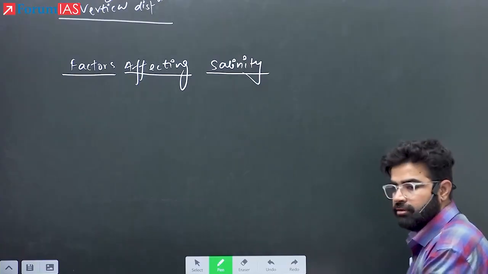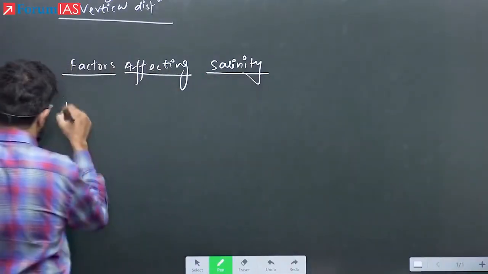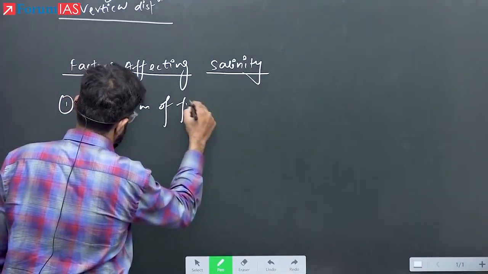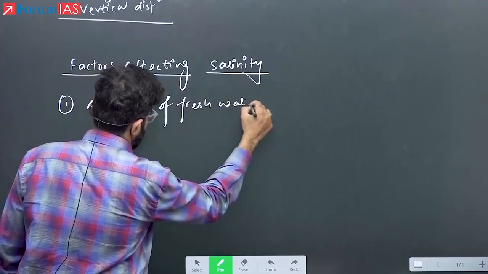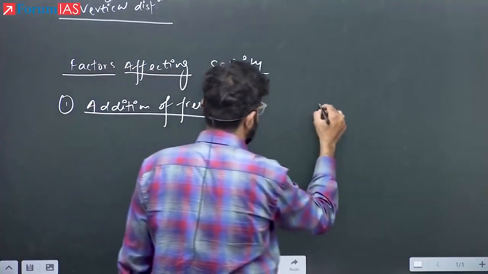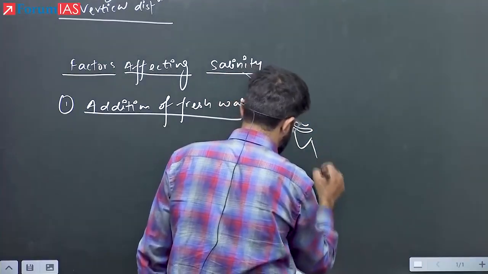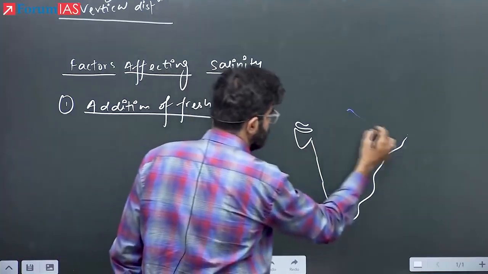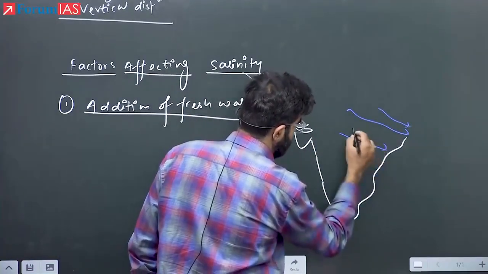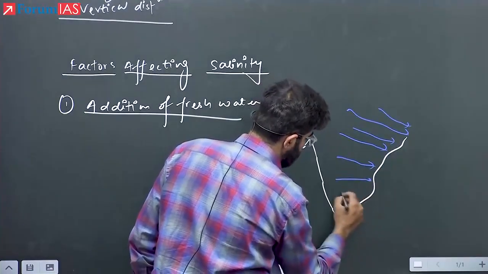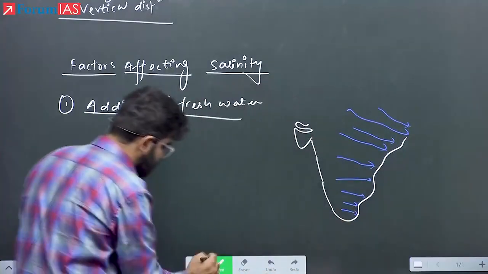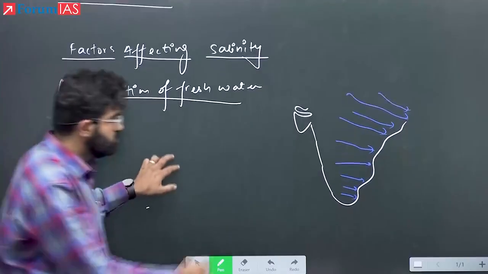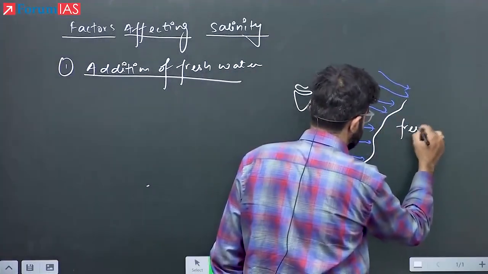Number one, addition of fresh water. Now tell me where the major rivers of the India are draining. Can I say they are mostly going into which side? Bay of Bengal, yes or no? Yes. Now tell me where the salinity of the water will be higher in case of Indian Ocean, Bay of Bengal or Arabian? Arabian, yes. Why? Because of the fresh water addition right down here.